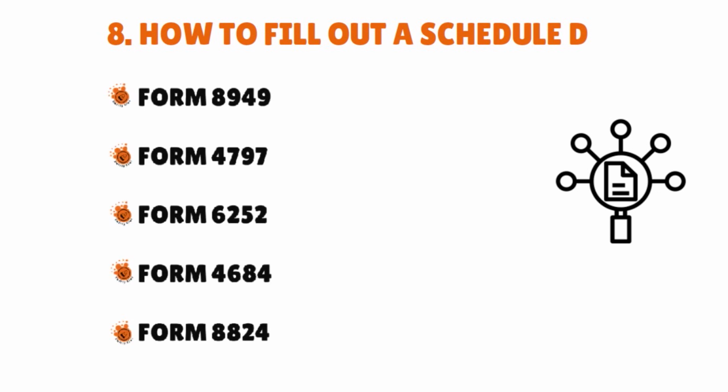Form 8949, which we just talked about, is important if you sell investments or your home. Form 4797 if you sell business property. Form 6252 if you have installment sale income. Form 4684 if you have a casualty or theft loss. Form 8824 if you made a like-kind exchange. This is very important. So let's talk about the Schedule D line-by-line instructions.